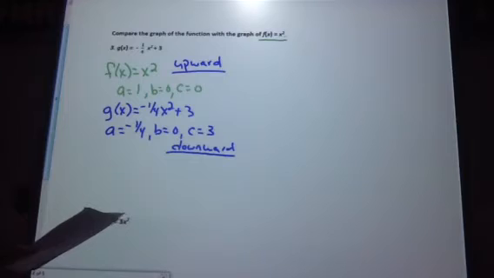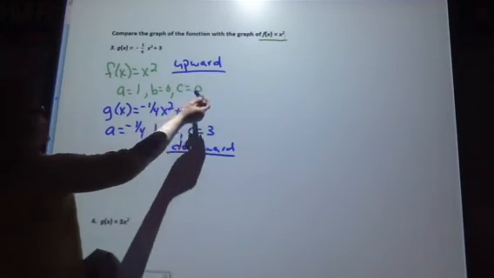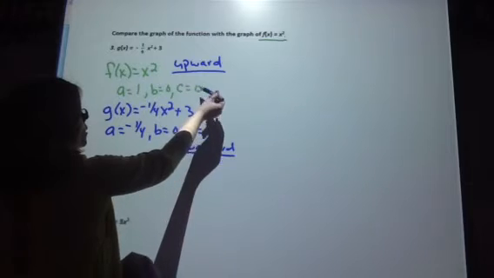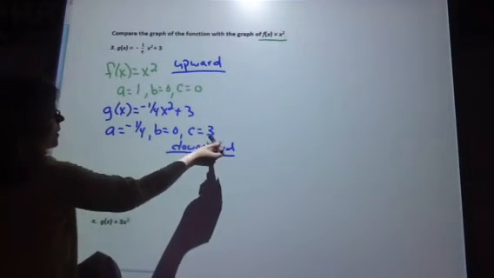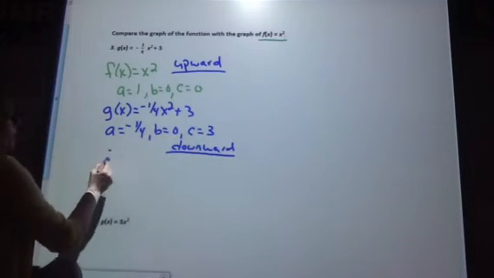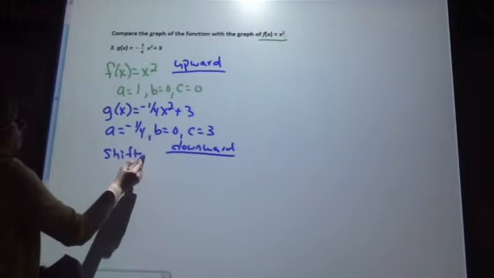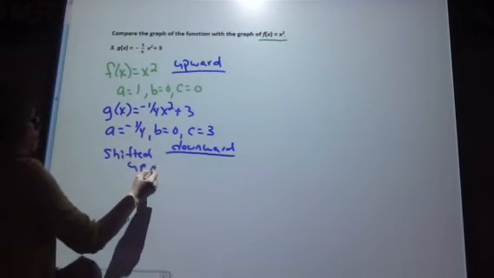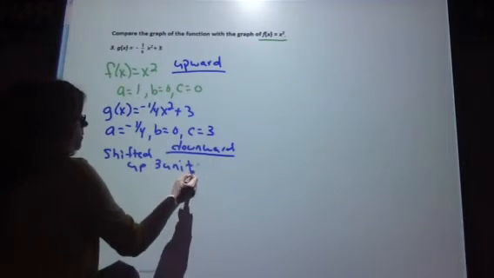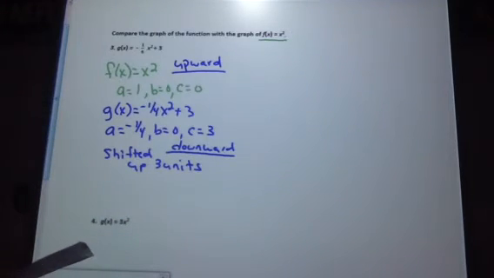All right, let's look at our value of C. So we start here at the origin, and then because C is positive, what will we do here? We shifted up 3 units. Okay?